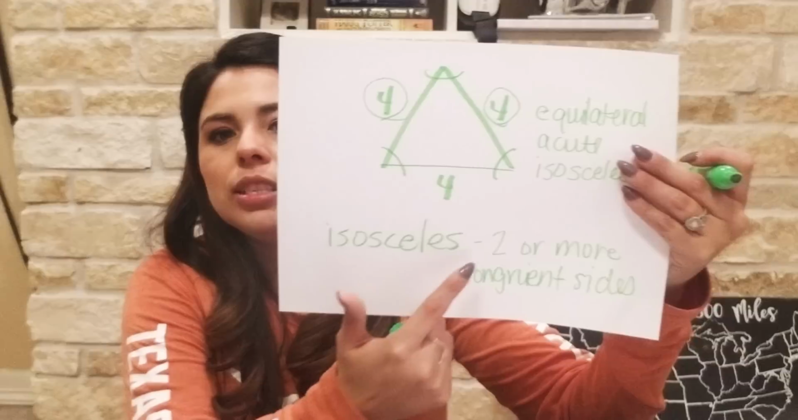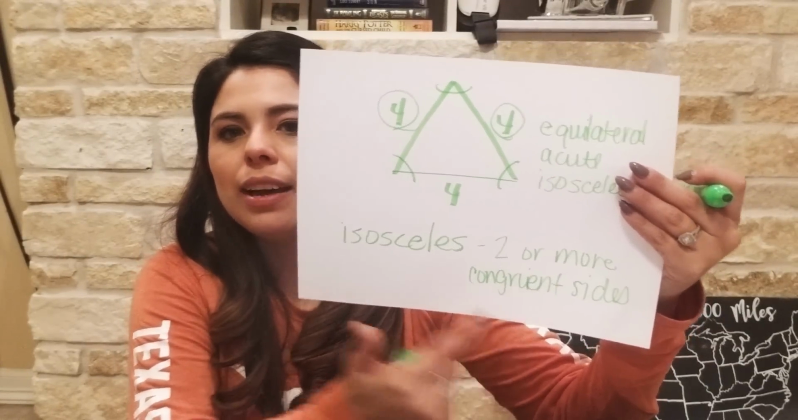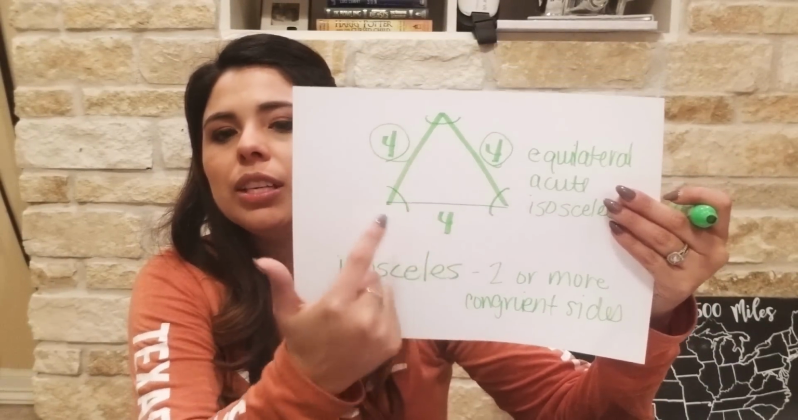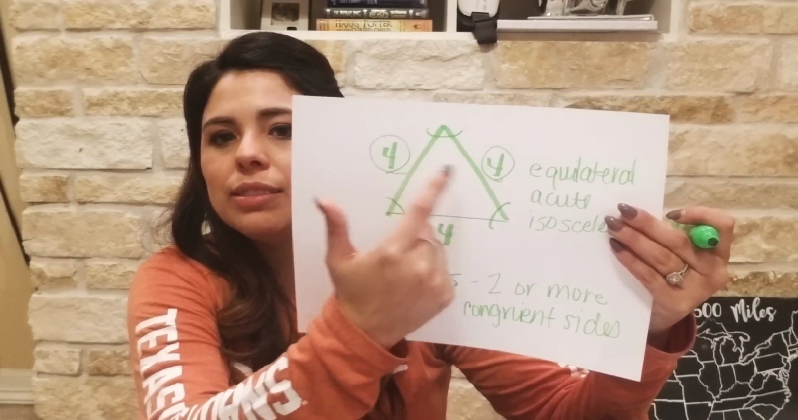So isosceles is 2 or more congruent sides. So this one is equilateral, it is acute, but it is also isosceles because at least 2 of my sides are the same length. Okay, so that is why. So just in case you ever run into that again, hint, hint, wink, wink, you know what I'm talking about? Okay, just be mindful that that is also the classification for that triangle.